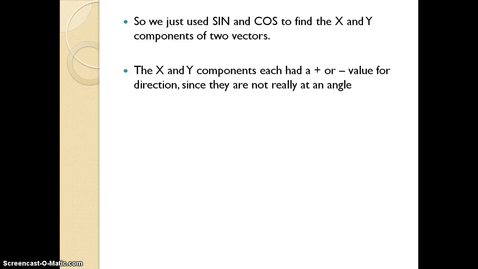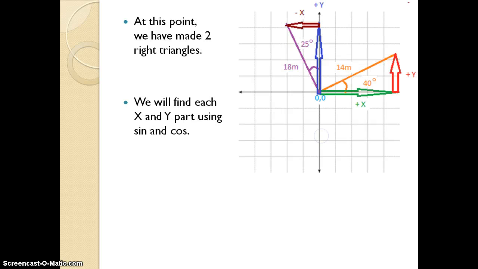Each x and y component has a positive or negative value. Since we took away the angle, and since they're no longer at an angle, we could use positive and negative to express them. And they also have a magnitude. They have a certain length we can calculate. So they're still vectors because they have a direction, not represented by positive or negative, and they also have that amount. At this point, we've made 2 right triangles, and we found them out.